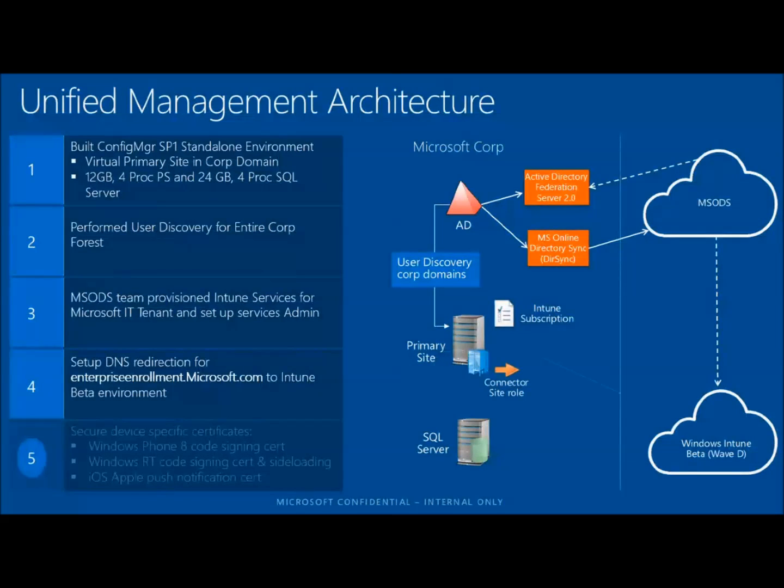And our next step was setting up the Intune subscription and the connector role between the Config Manager primary site and the Windows Intune beta environment, so that we could hook it up. And one other step we did was we set up a DNS redirection for enterpriseenrollment.microsoft.com, so that it got redirected to the Intune beta environment.